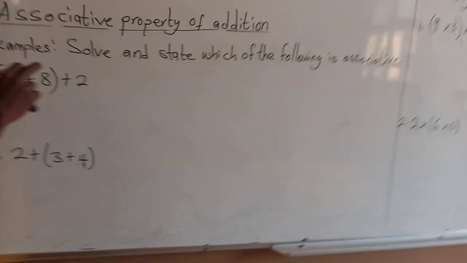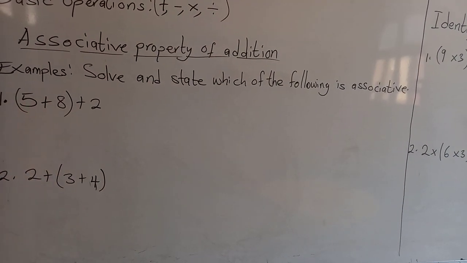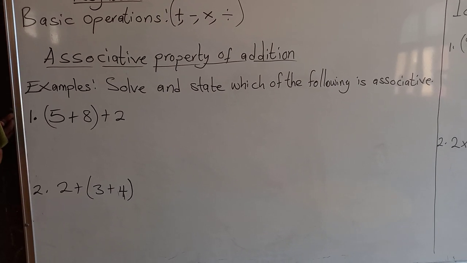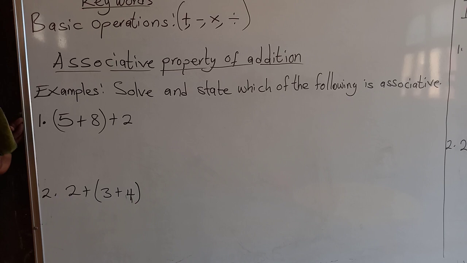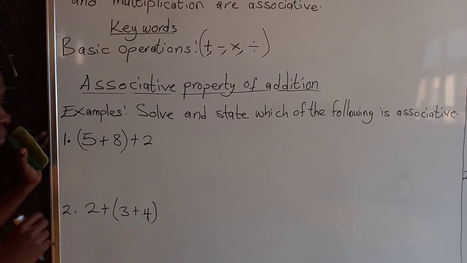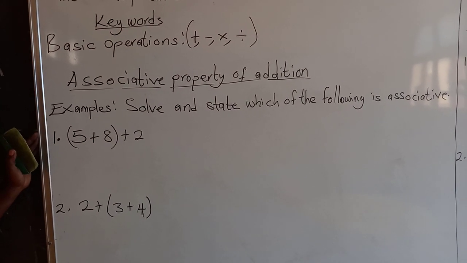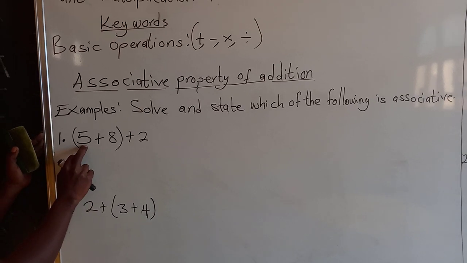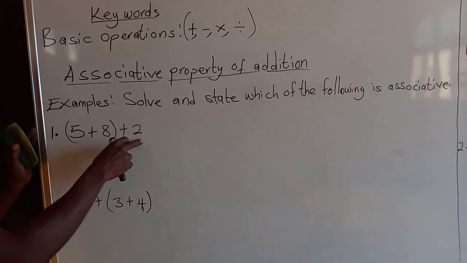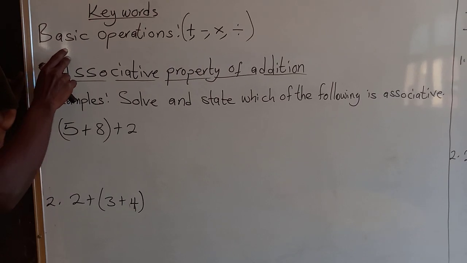But today we are going to look at the associative property, and in the associative property, we deal with three numbers. Take note: in commutative, we deal with two numbers, but in associative, we deal with three numbers. Let's look at this example: 5 plus 8 plus... 1, 2, 3, so we have three numbers.